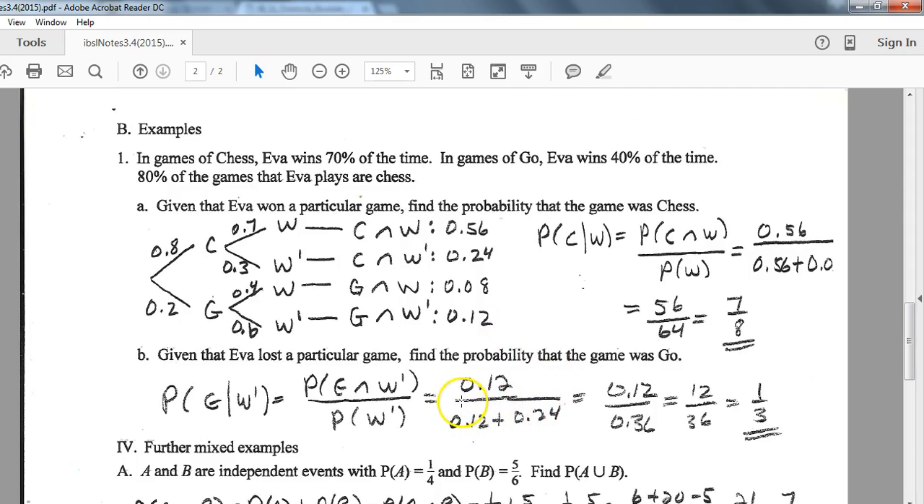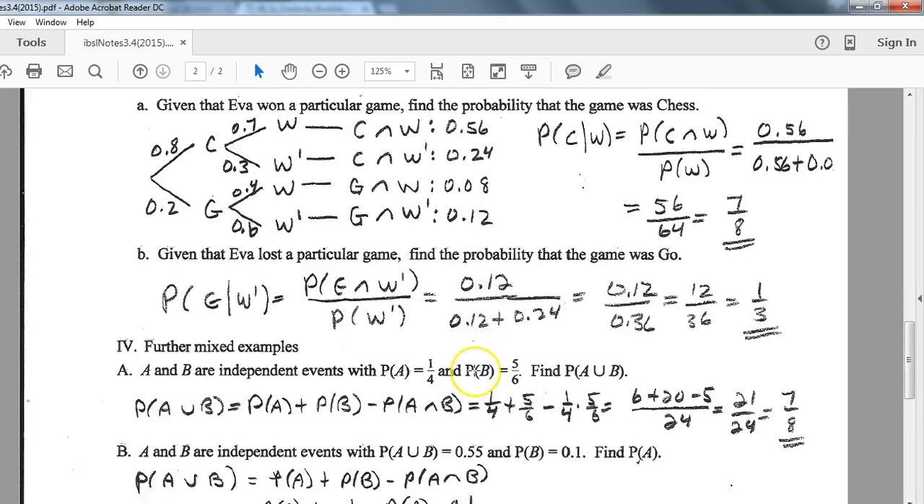So the top part of this are cases where both statements are true. She lost and played Go. So if I look for that case, here's the only case where she played Go and lost, so the 0.12 goes on top. So again, you'll always put your given on bottom, and you're always putting cases where both statements are true on top. So that's why I said on this one that she lost and played Go. And that's the case that went on top.